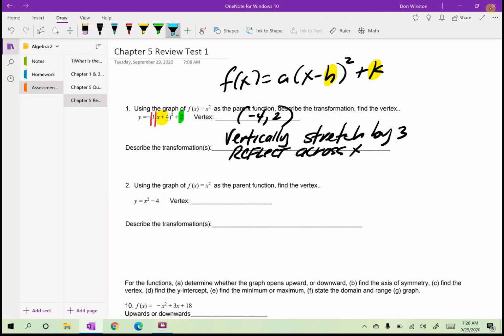Because I have that negative. And then it went left 4, because h is negative 4, and then up 2.